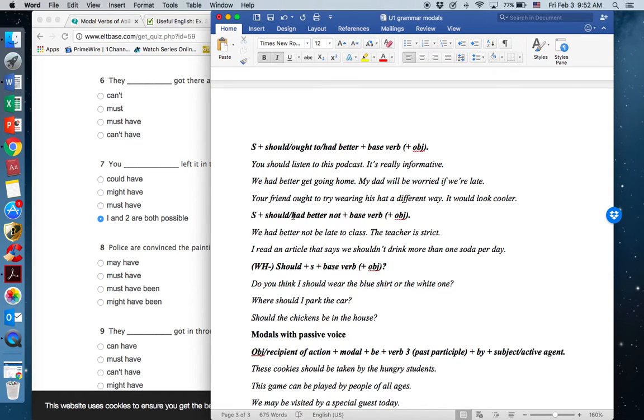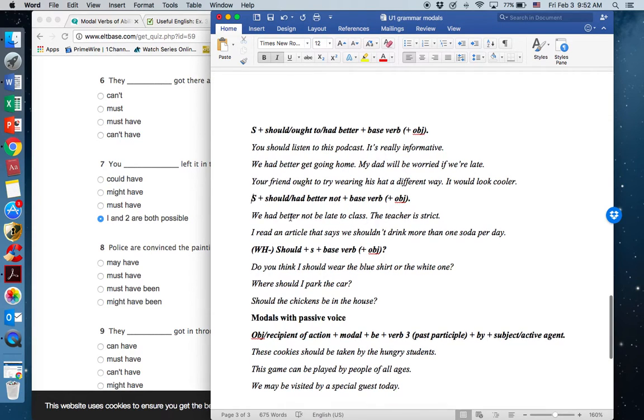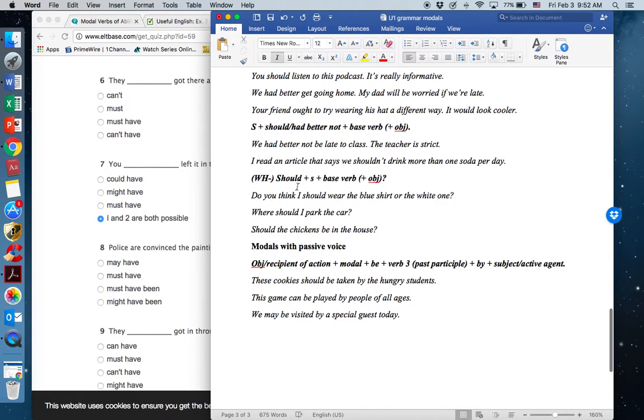Subject, should, had better not, base verb. We had better not be late to class because the teacher is strict. I read an article that says we shouldn't drink more than 1 soda per day. Okay, these are just advice and questions. WH, should, subject, base verb. Or do, subject, base verb.